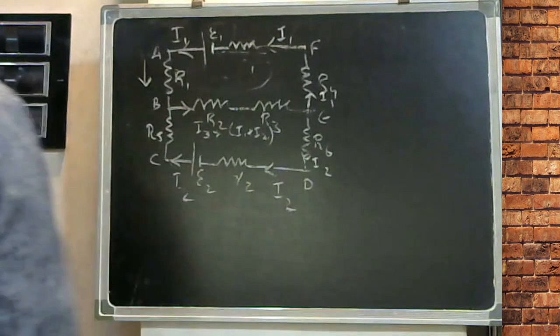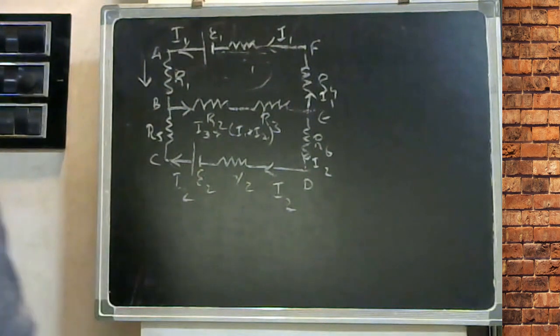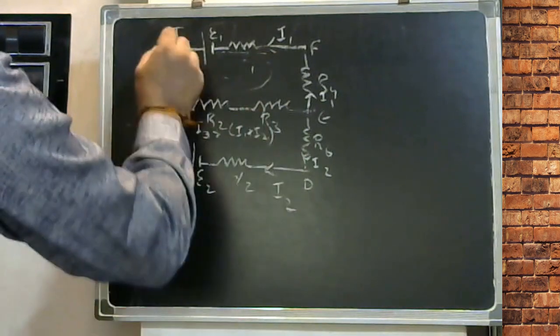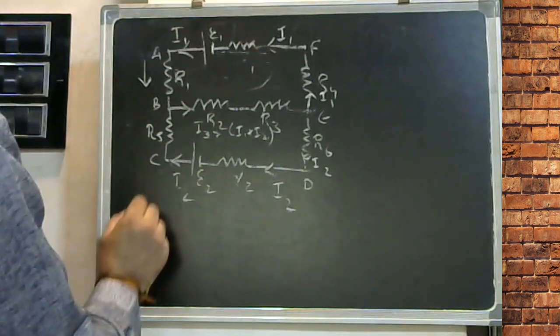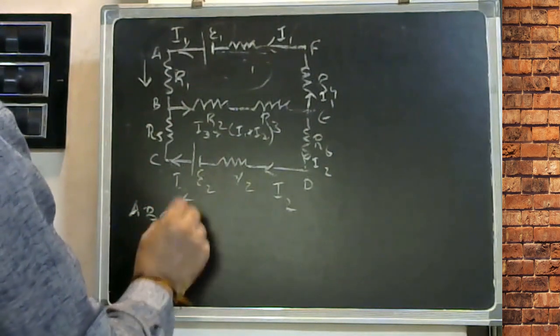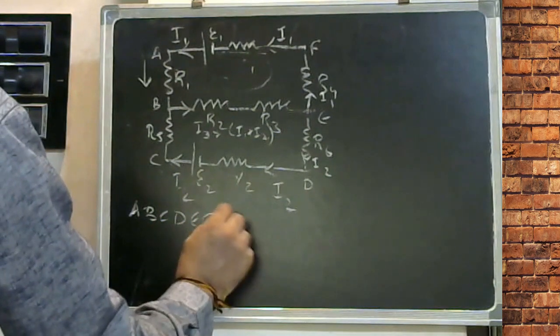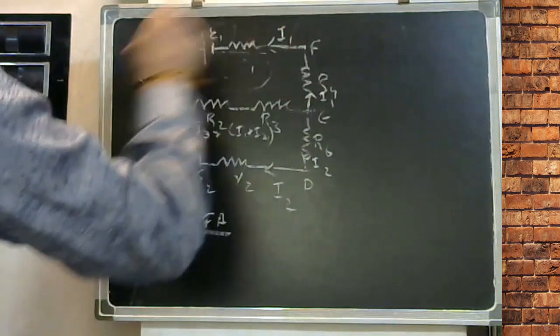This is the first loop I've taken. Let's go for the second loop. Let's make it a complete loop now. Let's take A, B, C, D, E, F, A, a complete loop. So I'll start from this.